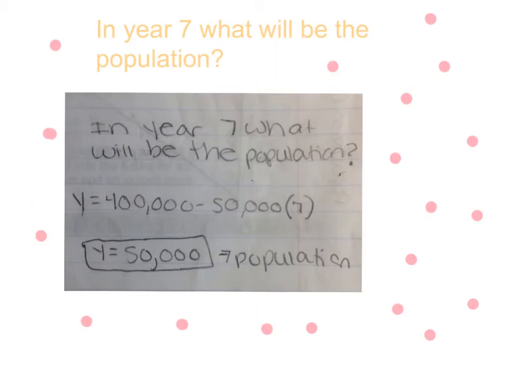In year 7, what will be the population? So you need to plug in your equation. The equation is y equals 400,000 minus 50,000x. So plug in 7 for x and you'll get your answer.